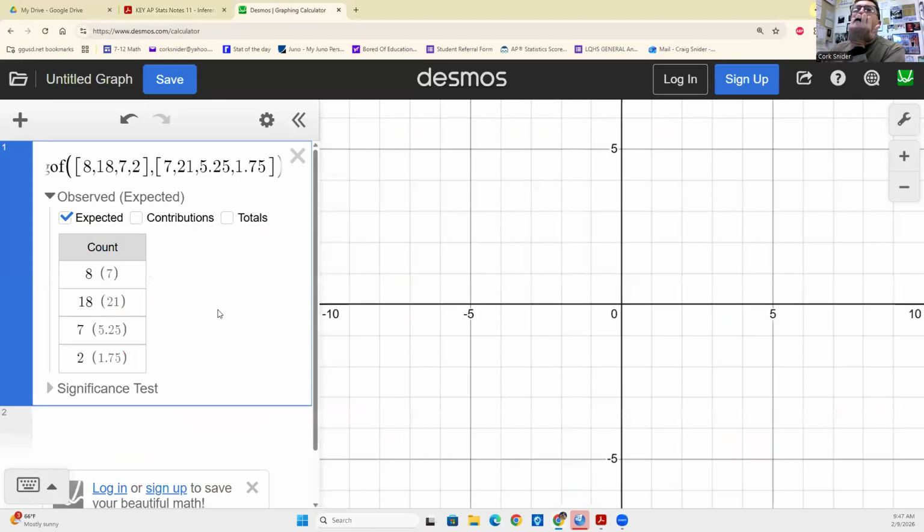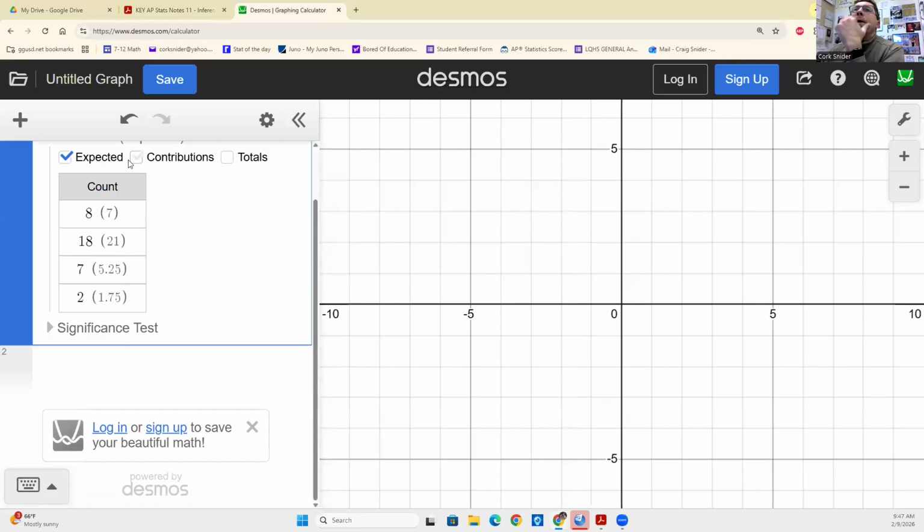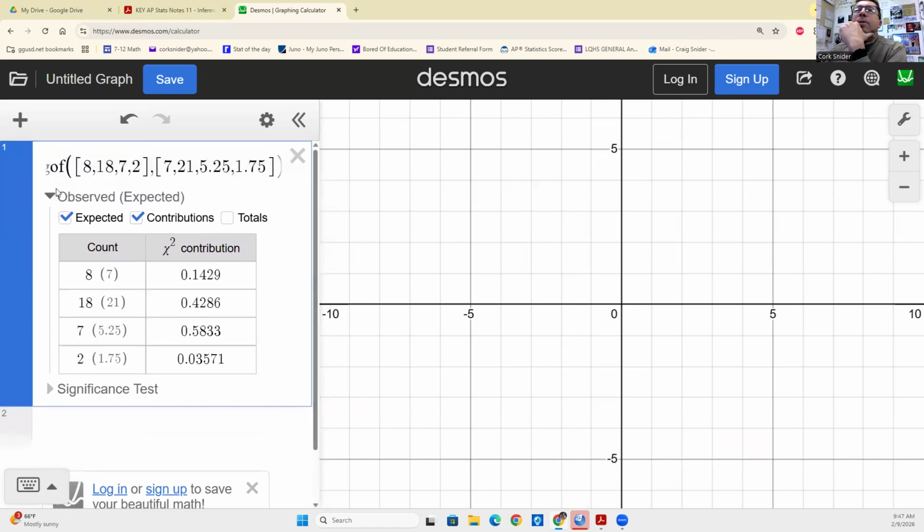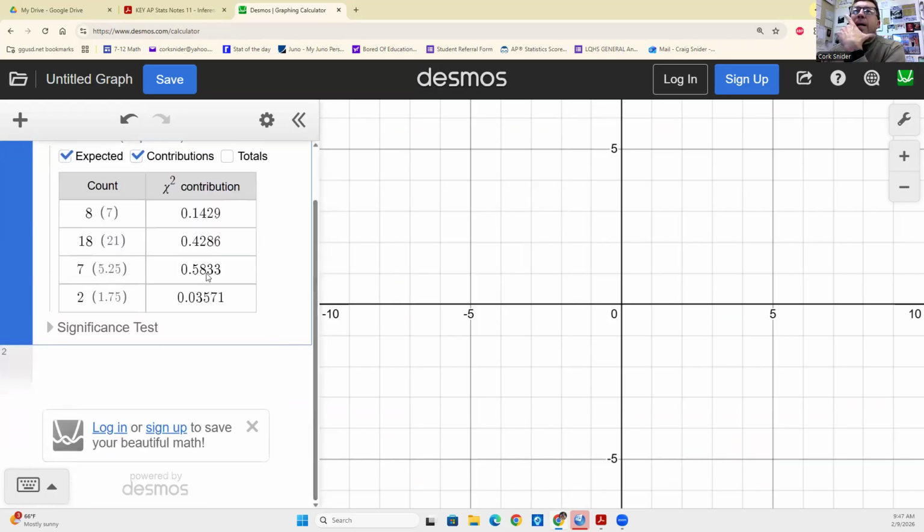So this was that problem, and we're going to run, by the way, contributions. When you click contributions, these are those chi-square terms that I did by hand. They're right there if you click contributions. Isn't that cool? When you run the test, it's right there for you. That's in the observed and expected area. So those are the chi-square terms.